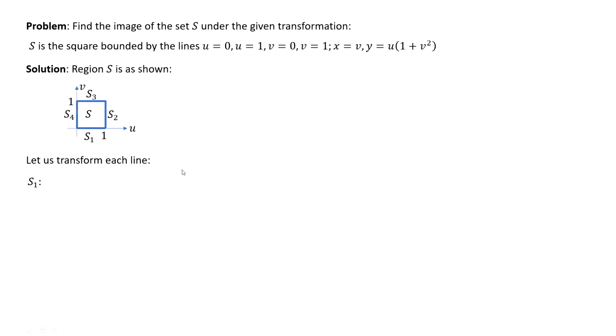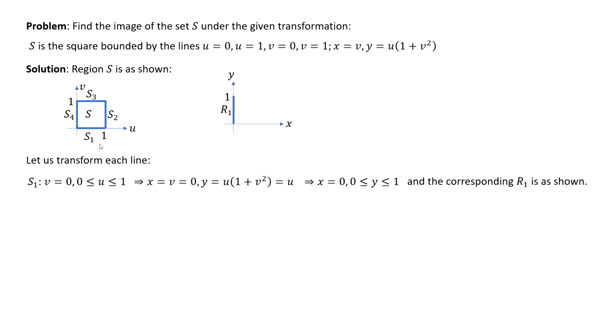So it turned out that this segment S1 actually transformed to this vertical segment according to this transformation. Interesting. Now, let's go to S2 and see what happens to that. What is S2? S2 is basically U equals 1 and bounded by V between 0 and 1.